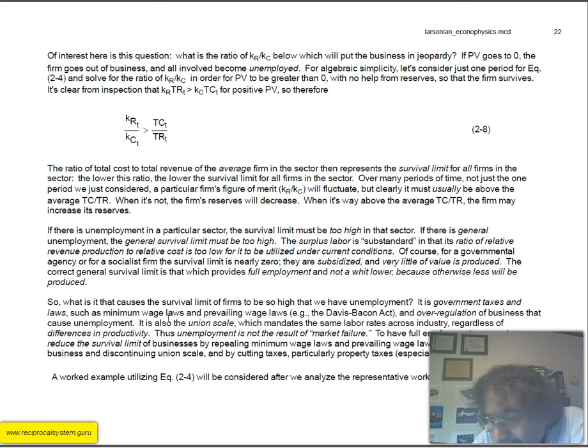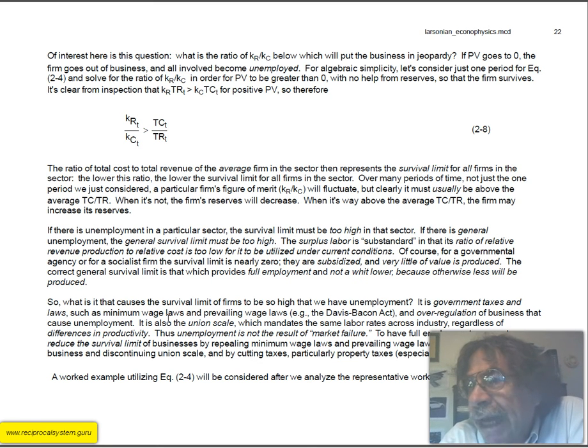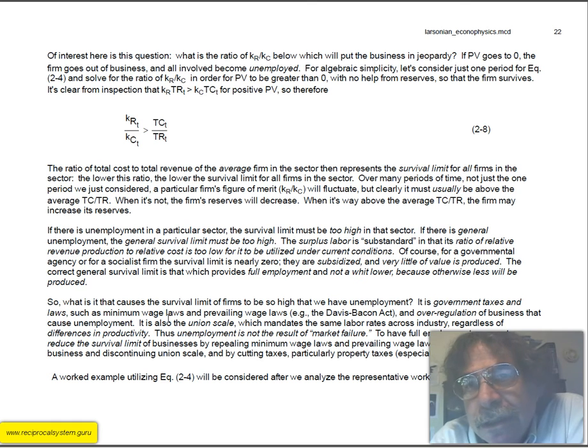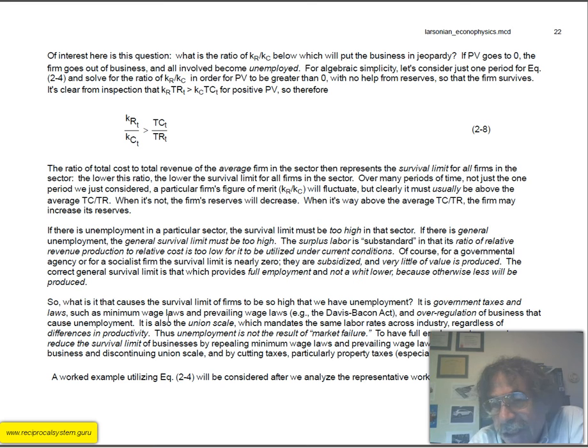When it's way above the average TC divided by TR, the firm may increase its reserves, which is highly advisable. You know, we're in this current depression due to the pandemic and the shutdown. So, man, if your business didn't have reserves, you'd be out of business in a flash. So I hope that your company has had sufficient reserves to get through this.